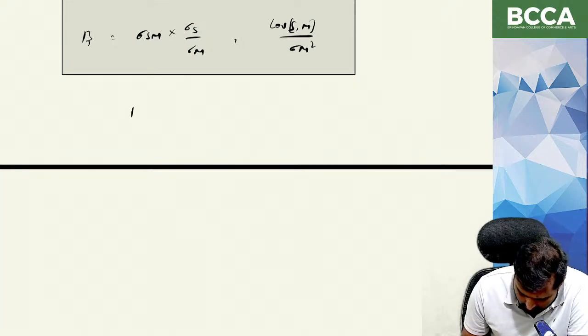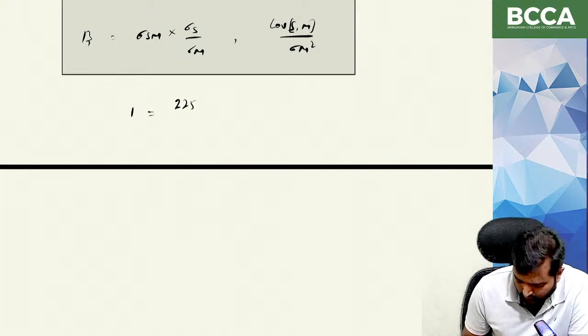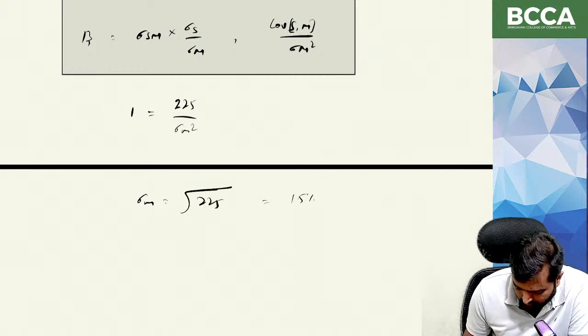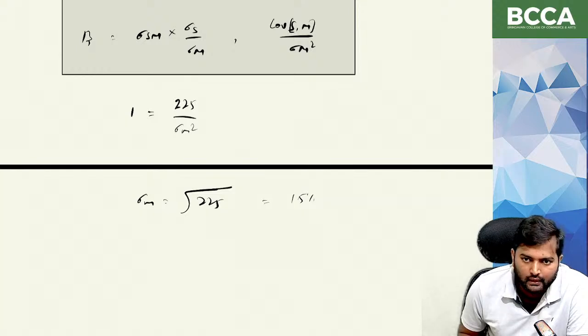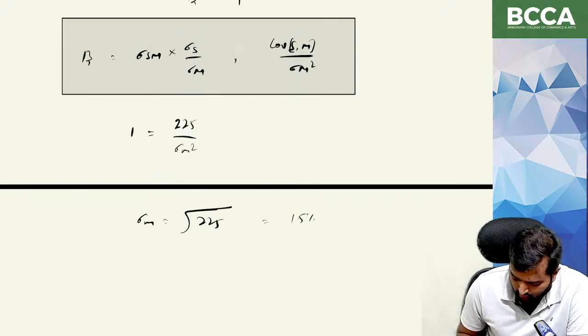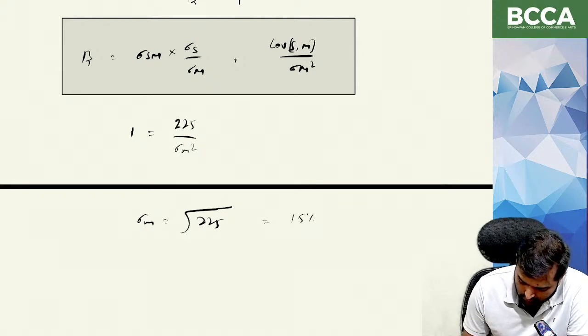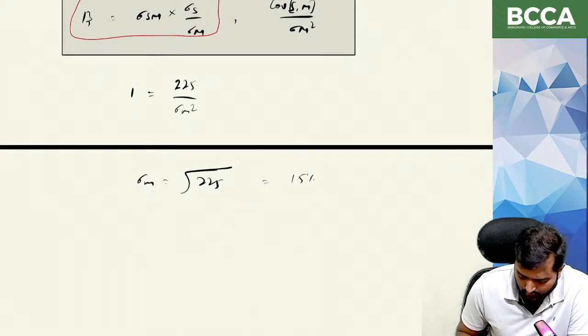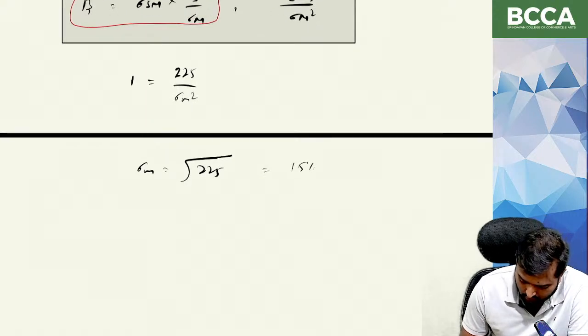So 1 is equal to covariance of SM divided by sigma M square. So that means sigma M is equal to square root of 225, 15 percentage. We know the standard deviation of market. So by substituting standard deviation of market and sigma SM in the beta third formula, we can find out standard deviation of security.